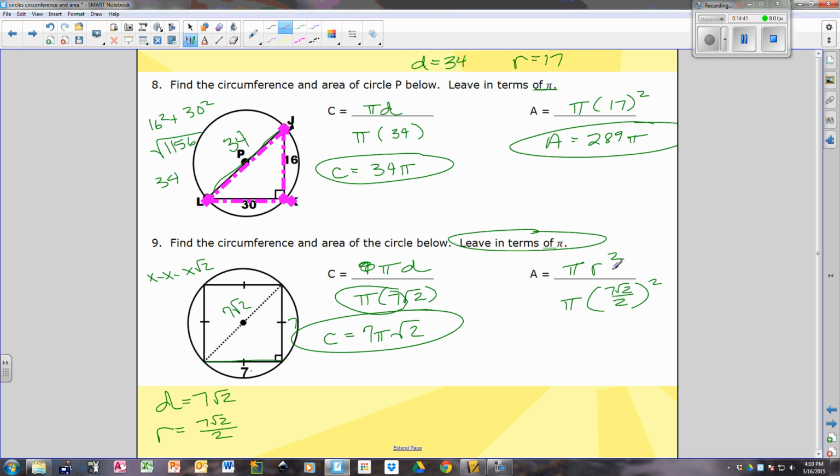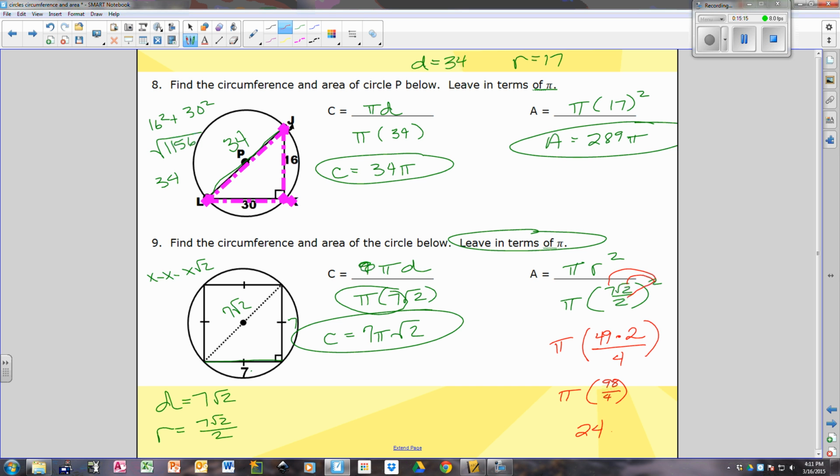Okay, this one looks a little messy, but it's really not. So I'm going to go ahead and bring down the pi because I can do that. So I'm going to square the 7. So 7 squared is 49, and I have a fraction. The square root of 2 squared is 2, and then this 2 squared is 4. So now I've got pi times 49 times 2, which is 98 over 4. So now I'm going to do 98 divided by 4, and I get 24.5.